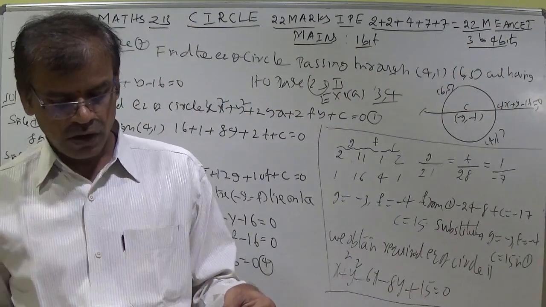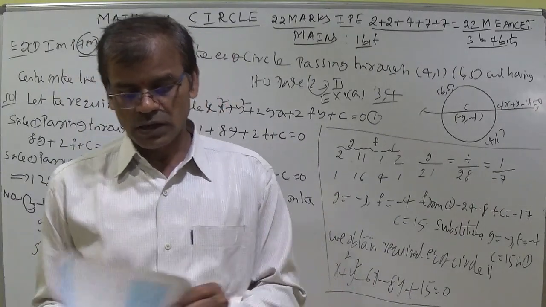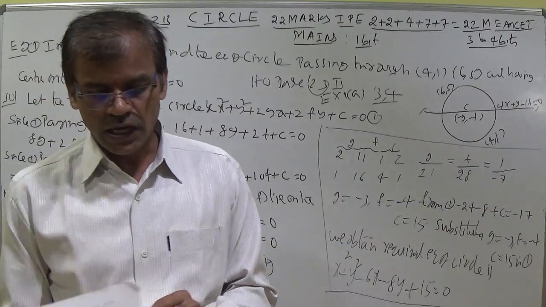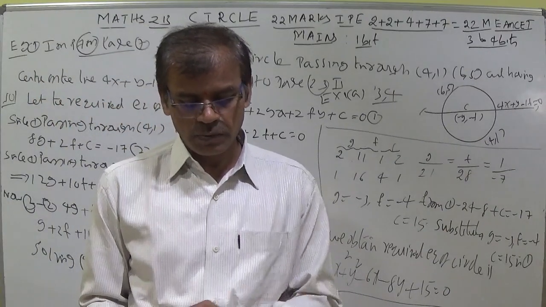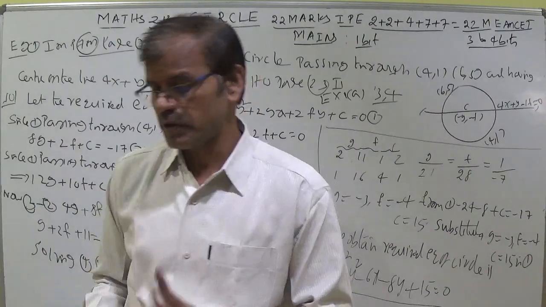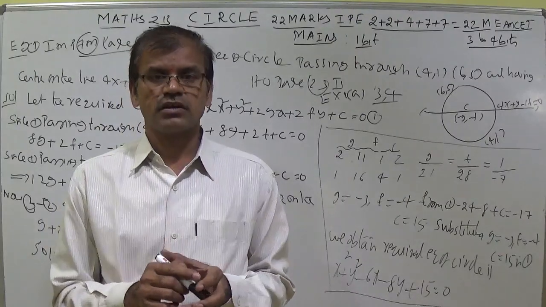Next one, chord, secant. The topics are chord, secant, angle in semicircle is 90 degrees, and point of triples, parametric equations. So we can discuss the topic in next class.